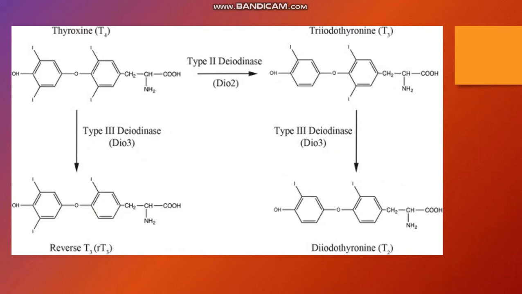You're looking here. What happens? Thyroxine, type 2 deiodinase, what is it doing? It gives triiodothyronine. With type 3 deiodinase, you are getting the reverse T3. And with the type 1 deiodinase, you are getting the diiodothyronine. This is how the degradation takes place.